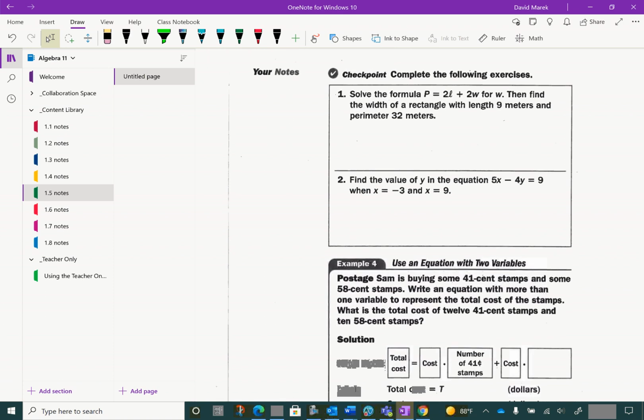All right, so I'd like for you to do the checkpoint here. I'm going to let you have, say, the next 5 minutes. Answer those for yourself. All right, well, there's only two of them. Let's say 4 minutes. Ready, go.